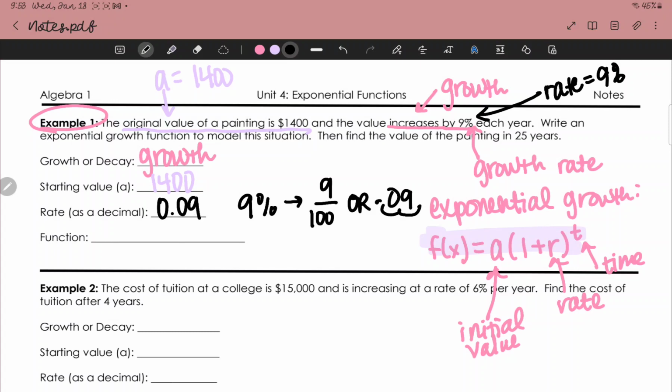Finally, write your function. Remember, you need to have 1 plus r, and I'll write it both ways and then simplify it. So I'll have f of x equals a, which is 1,400, times 1 plus r, which is 0.09. That's why we needed it as a decimal, so we can add it to 1, to the t. But 1 plus 0.09, you can simplify to just 1.09, still raised to the t power with 1400 in the front.